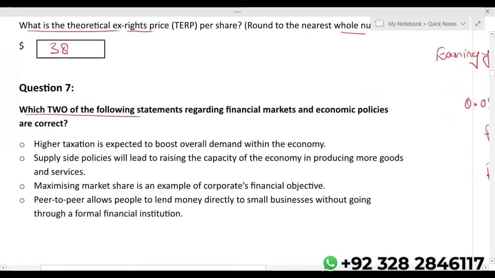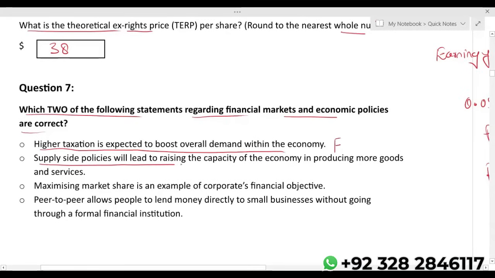Which two of the following statements regarding financial markets and economic policies are correct? So out of 4, 2 are correct. Higher taxation is expected to boost overall demand within the economy. No, no, no. Can I say simply false? Because higher taxation will discourage even the investments.